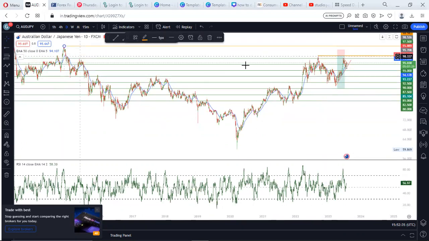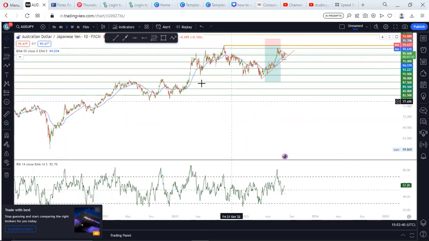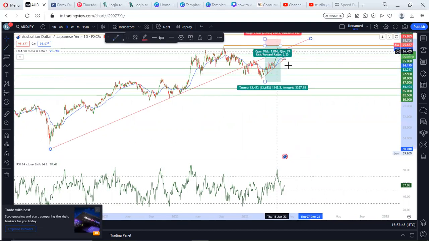I have this one also right here. Overall, we are in an uptrend. If you mark it out, we are in an uptrend. So this looks like a break and retest for me, but I'm expecting this to get to this place.